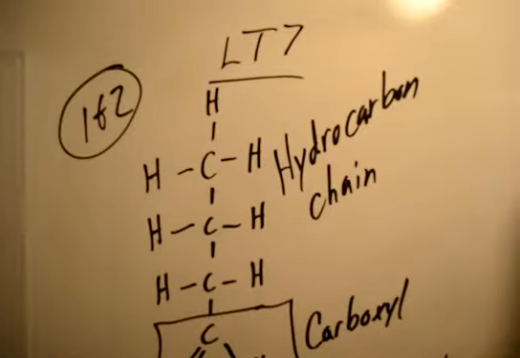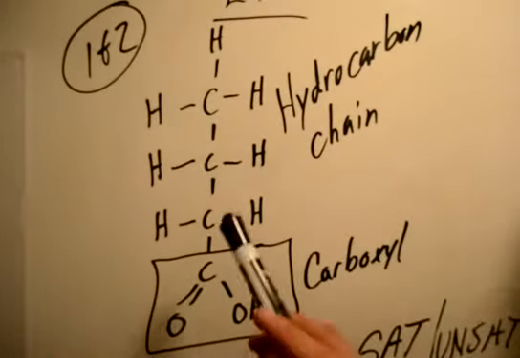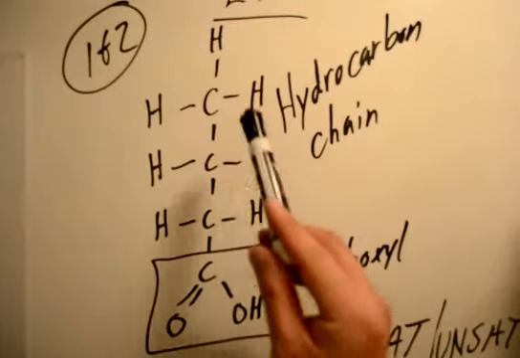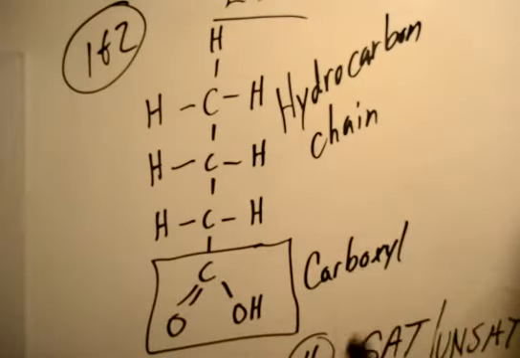Number 1 asks, the monomer of a lipid is a fatty acid. Letter D. Now this is the structure of a fatty acid. As you can see, the fatty acid here is made up of two different parts. It's made up of a hydrocarbon chain, and it's made up of a carboxyl group. So in question 2, the structure of a fatty acid includes a hydrocarbon chain and a carboxyl group.